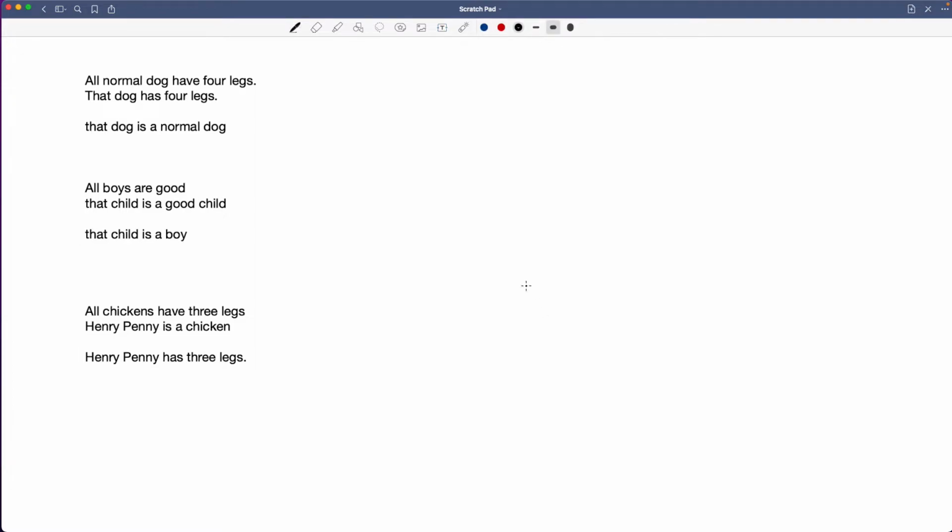So let's look at these. All normal dogs have, it should be an S there, all normal dogs have 4 legs. That dog has 4 legs. That dog is a normal dog. All right, so I'm going to use my highlighter and find the subject. So all normal dogs is our subject, all normal dogs. It's not here. It's not here.